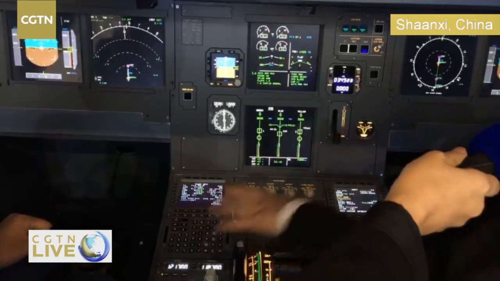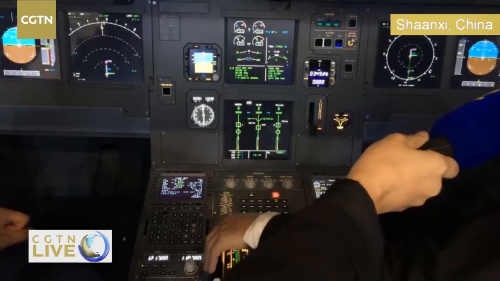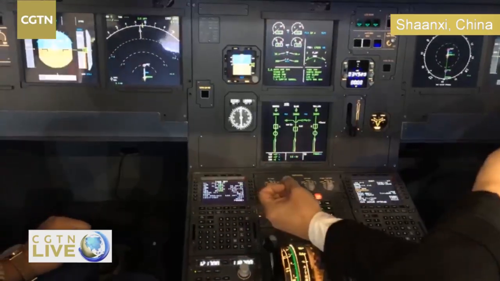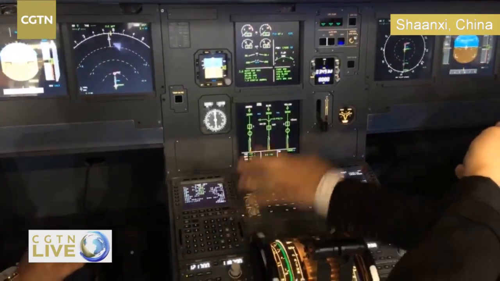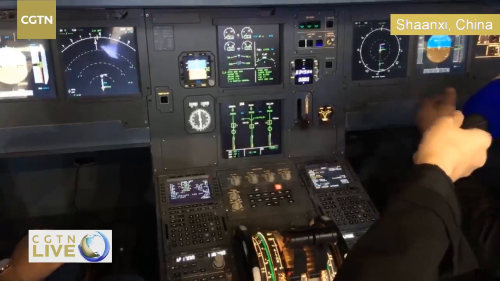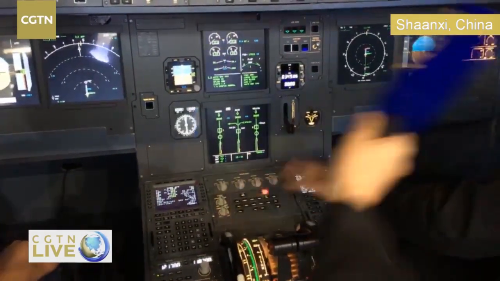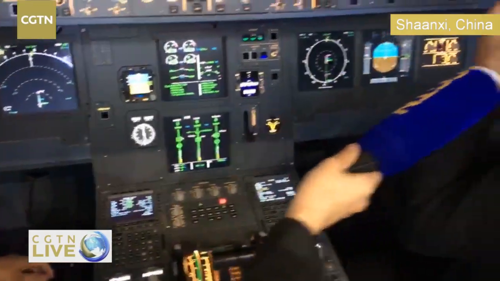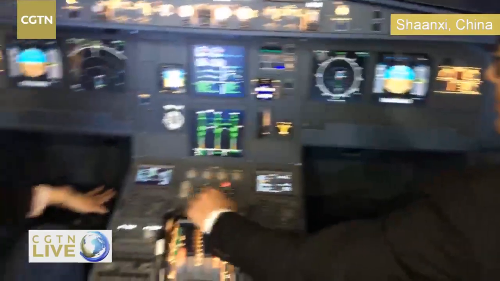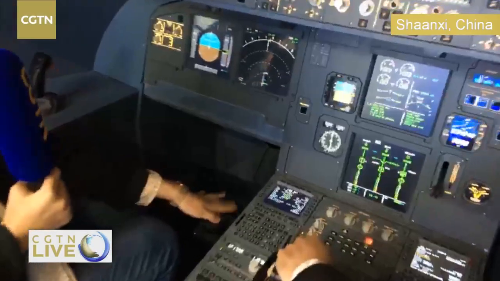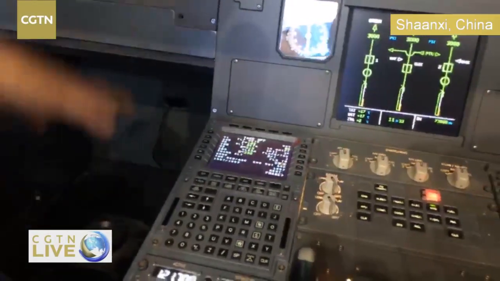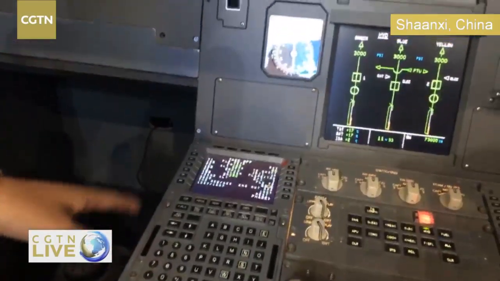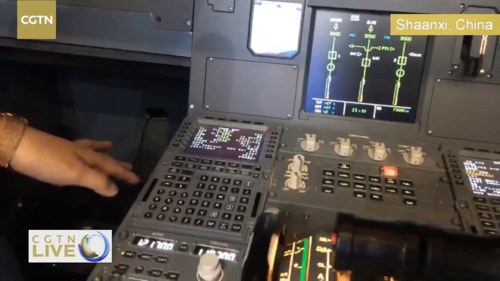Okay, so Mr. Zhang said these are the heart and the main part of the whole cockpit and the whole plane, because these are the computer system in the aircraft.